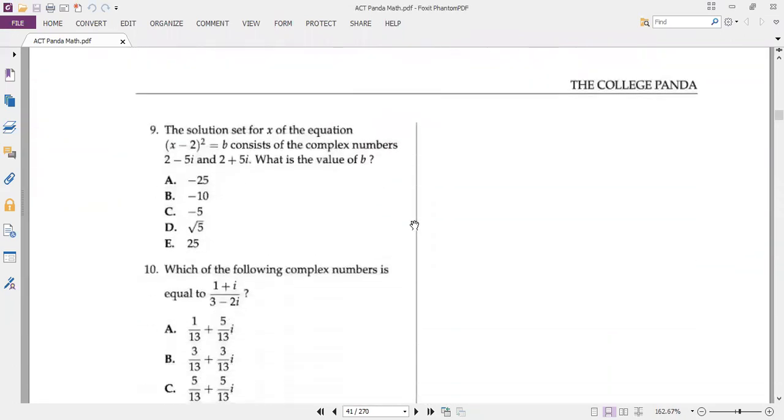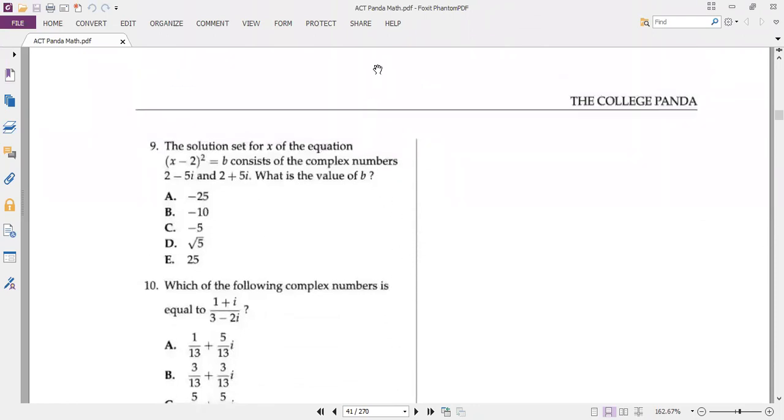Number 9, here we have a very tricky one. Solution set for the x equation. He gave us an equation like this, consisting of complex numbers. This complex number consists of this part. So we have only one solution of x. Take any one of those and plug in here, any one you like. So we can take 2 minus 5i. Okay, can take 2 plus 5i. It's okay. Just plug in instead of x.